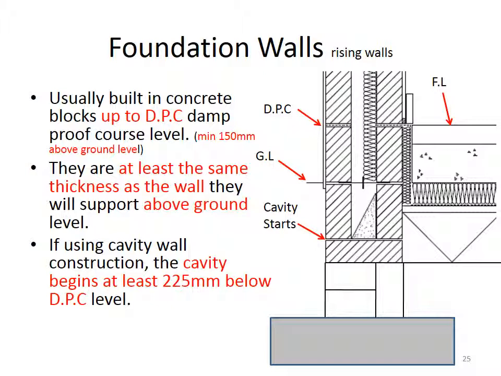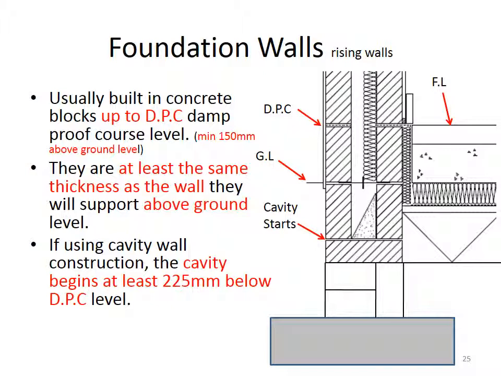So let's just have a look briefly now at foundation walls, or these rising walls that are built underneath the ground. They're usually built in concrete blocks up to DPC, damp proof course level. And DPC level we can see indicated on the diagram on the right hand side there. The DPC level has to be a minimum of 150 millimeters above the ground level. So when we're bringing up this rising wall out of the ground, it's usually a minimum of 150 millimeters up above the ground level.